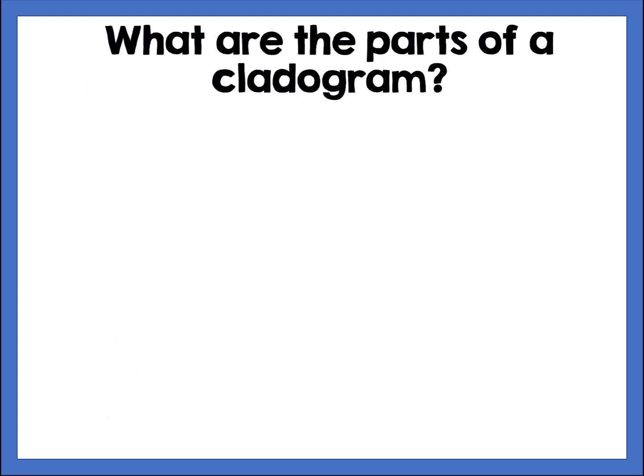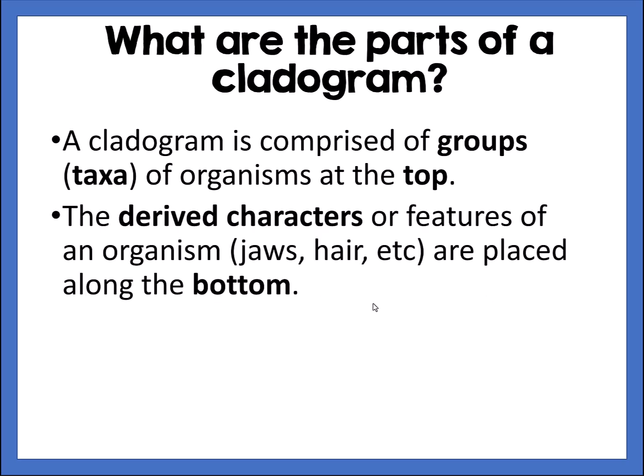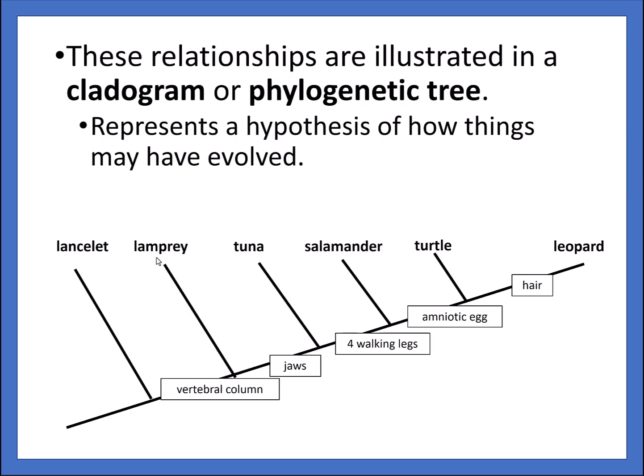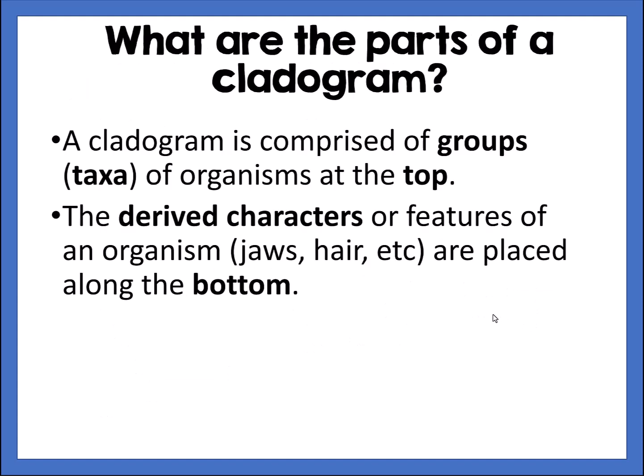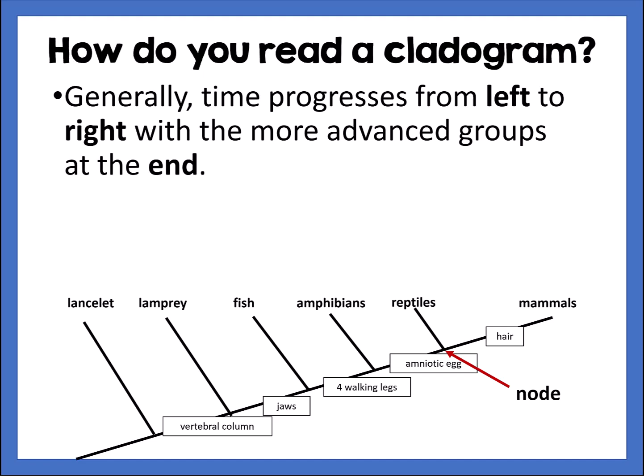So what are the parts of a cladogram? A cladogram is comprised of groups or taxa of organisms at the top. So those are the ones that we just showed here. These are taxa or groups of organisms at the top. The derived characters or features of an organism, like jaws, hair, etc., are all placed along the bottom of the cladogram. Generally, time progresses in a cladogram from left to right, with the more advanced groups at the end. So that would make sense here.